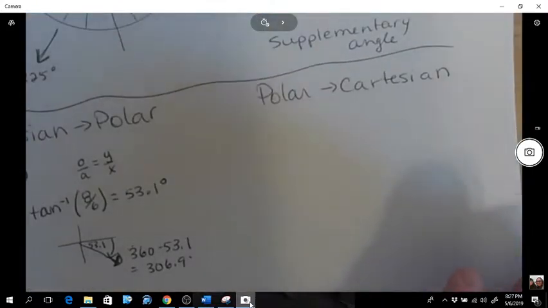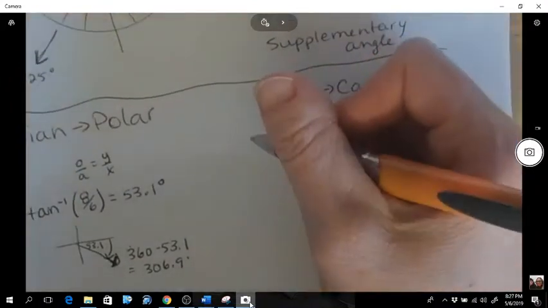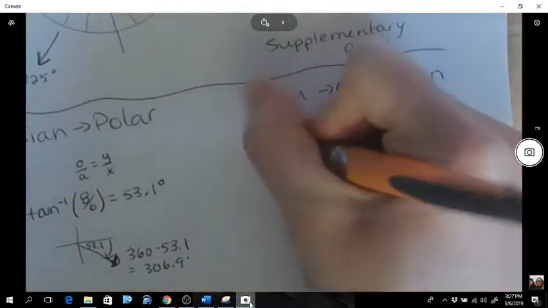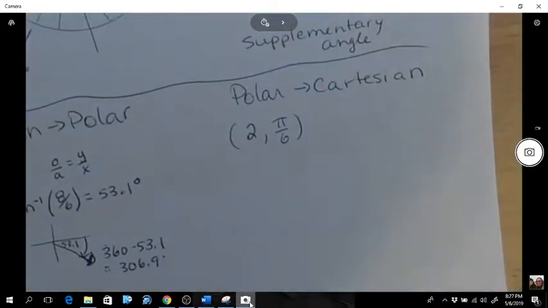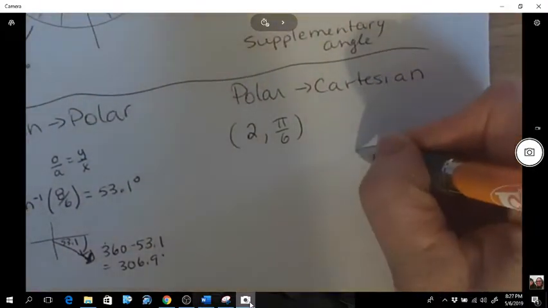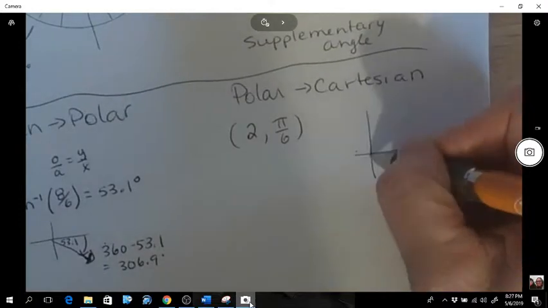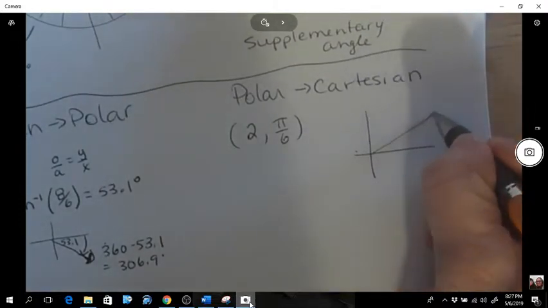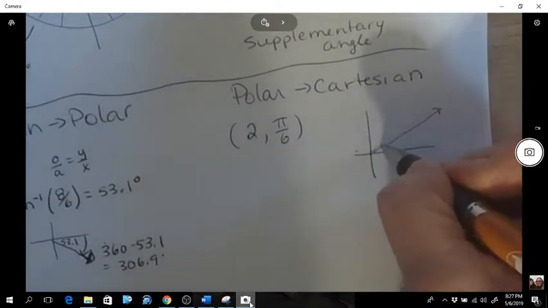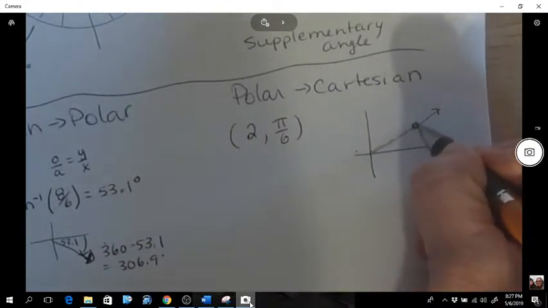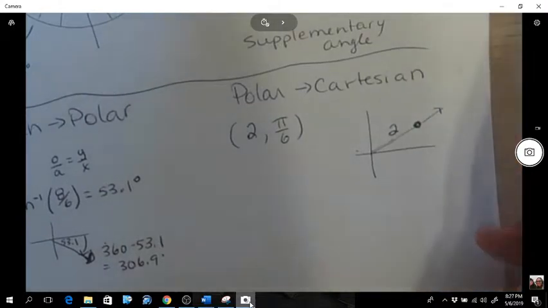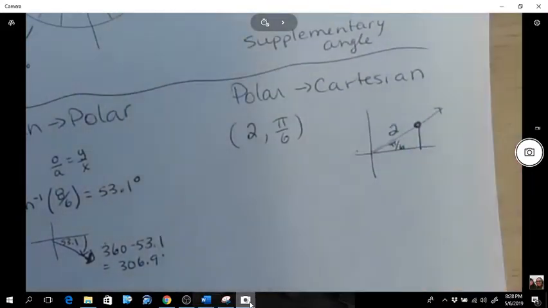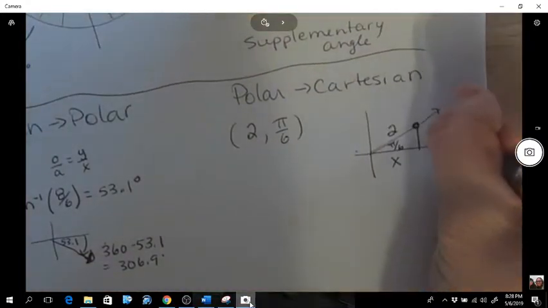Okay, let's go the other way. So now I'm given something in polar, so let's go 2 and pi/6. So again, I'm going to graph because I like to see things. So I'm heading out in this direction, and I'm going to go out a whole radius of 2. Okay, so I'm going to label there's an x there and a y there.